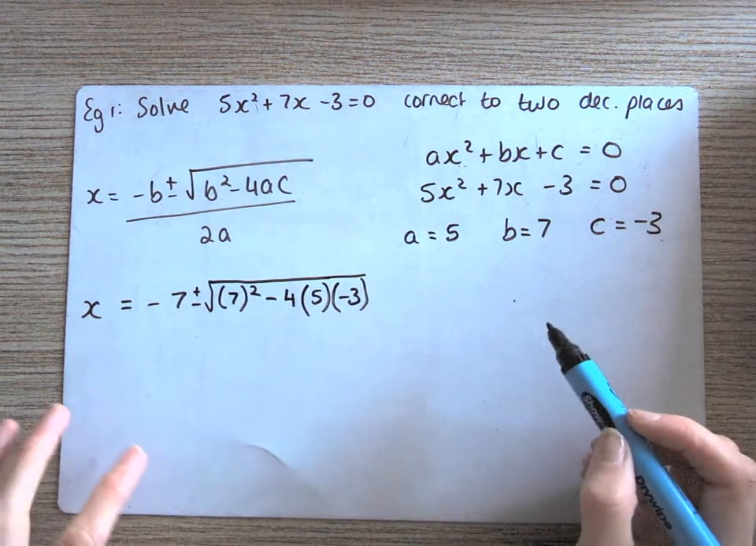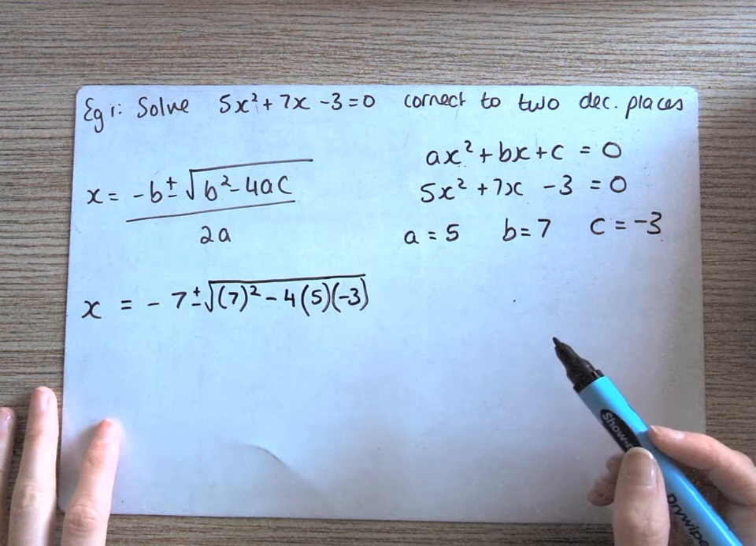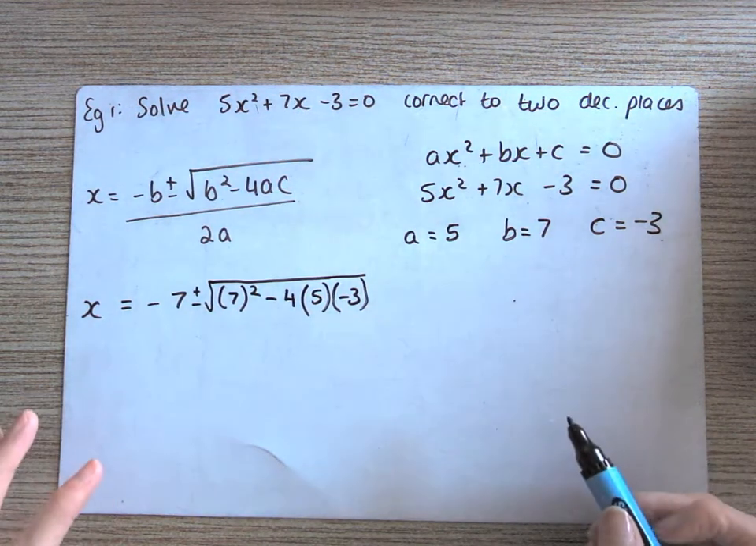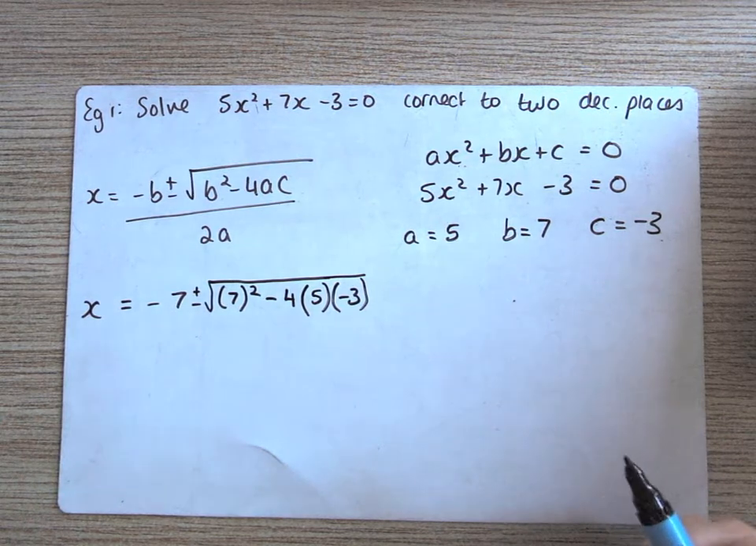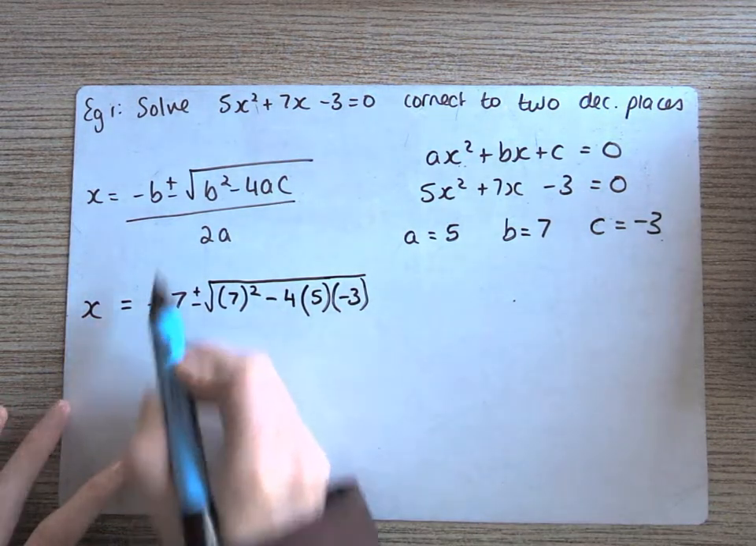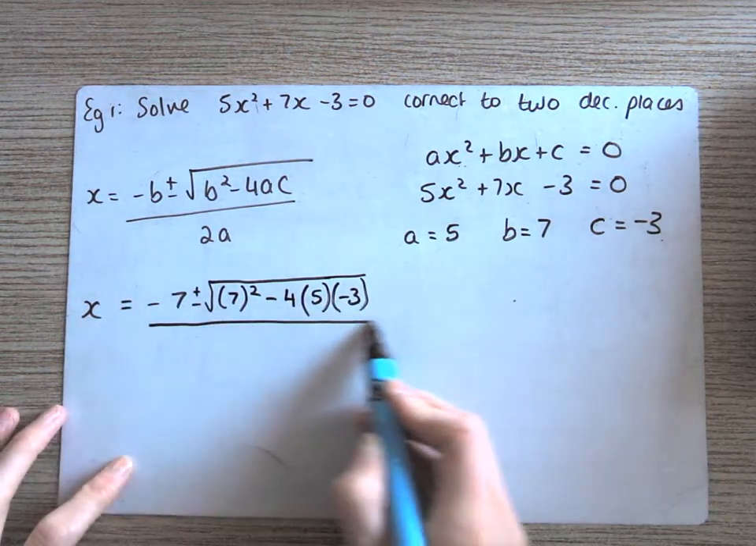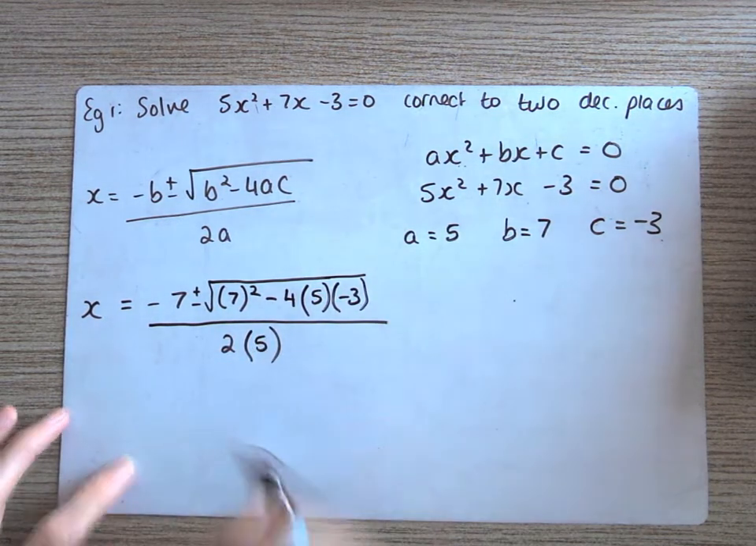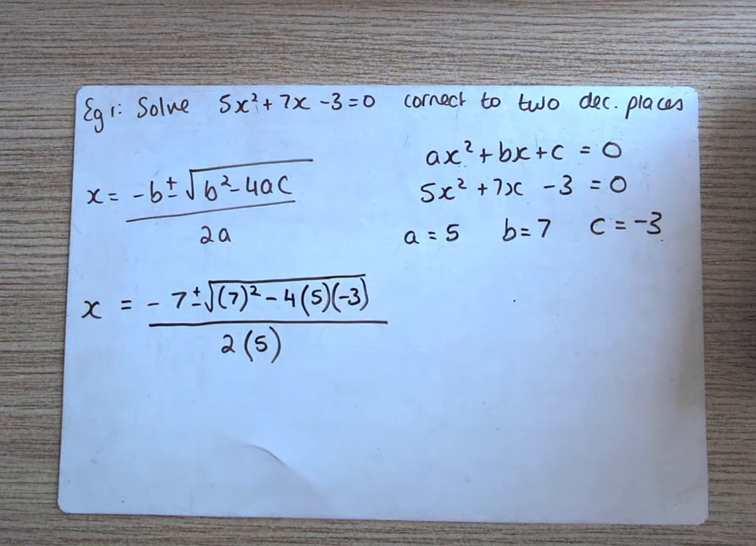Why did you put the minus and the little minus and the plus before the... I said I'll explain that in a minute. Okay, I'll tell you what that means in 2 seconds. And now it's all over 2a. Why is it all over 2a? Because that's the formula.